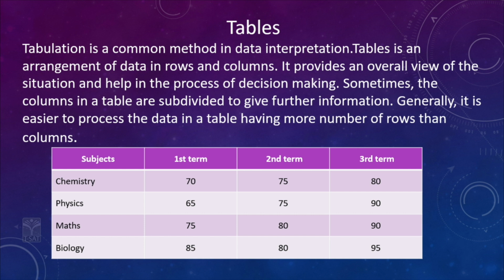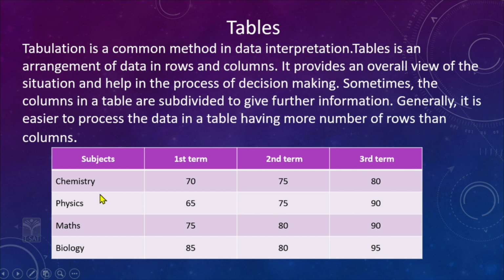Sometimes the columns in a table are subdivided to give further information also. Generally, it is easier to process the data in a table having more rows than columns. Here we will see one piece of information, subjects: in the first term how many marks a student secured, in the second term how many marks, and in the third term how many marks.